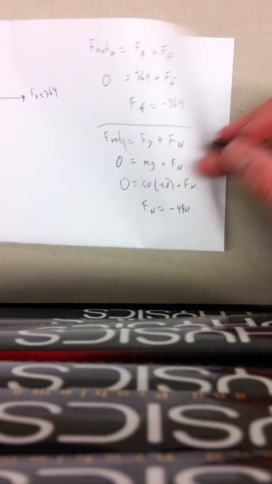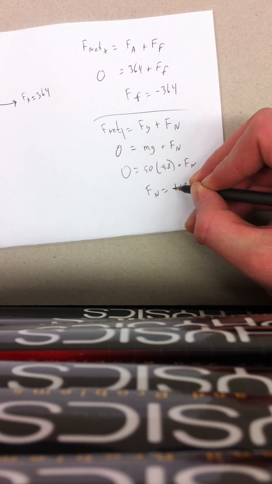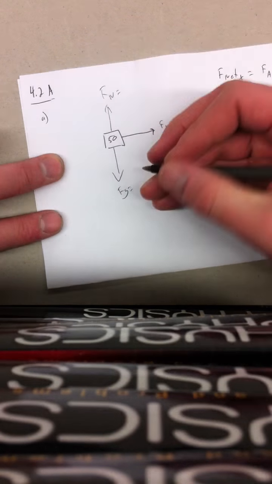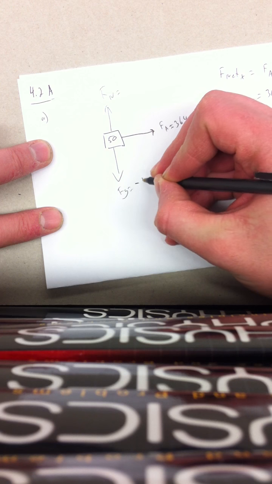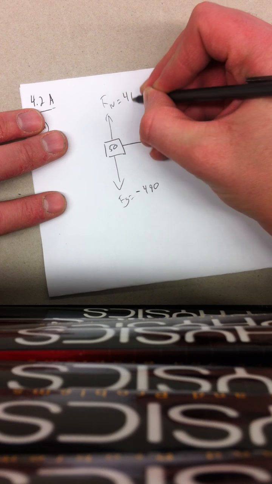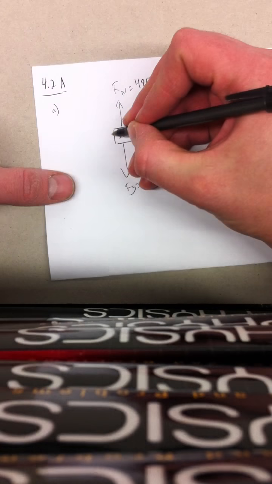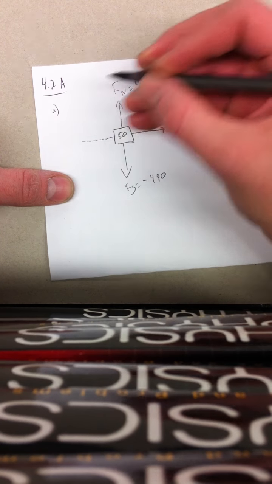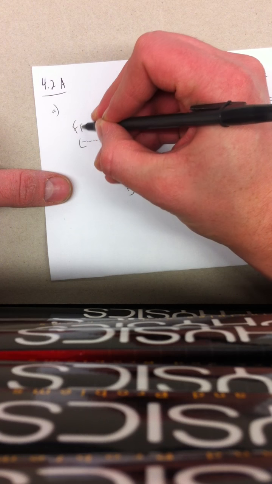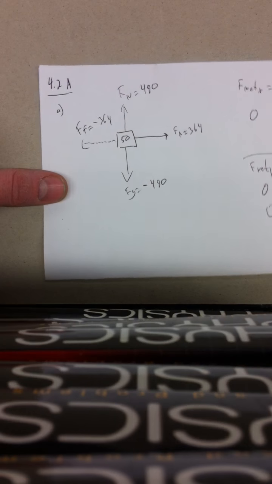Okay, which means that this is, no, I'm sorry, I apologize. The normal force, that's the weight. The normal force is going to be positive of that. So this will be negative 490, and this will be 490. Now, with this being equal, because it's at an equilibrium, the force of friction is equal to negative 364.